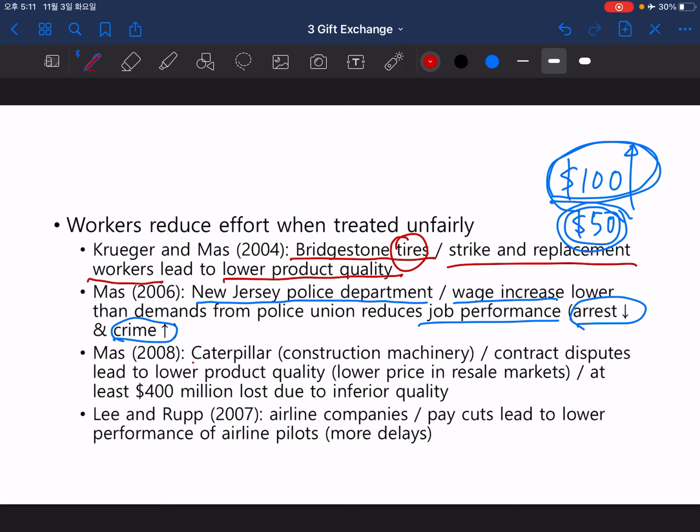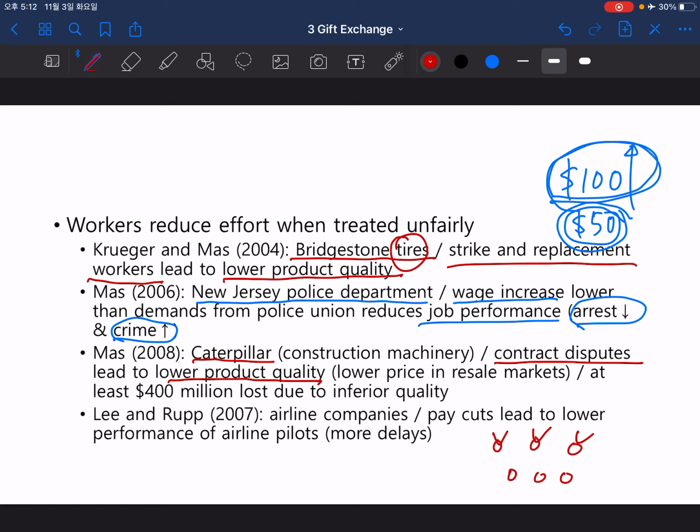In the third paper, Caterpillar is studied. This is the biggest construction machinery firm in the US. In this data set, there are contract disputes in factories. This company has many factories across the US, and maybe a few factories have some contract disputes between employer and employees. And the finding is that if there are contract disputes, it lowers product quality.